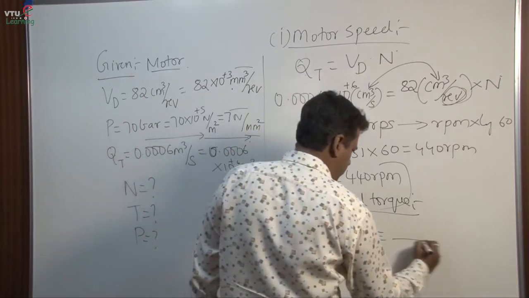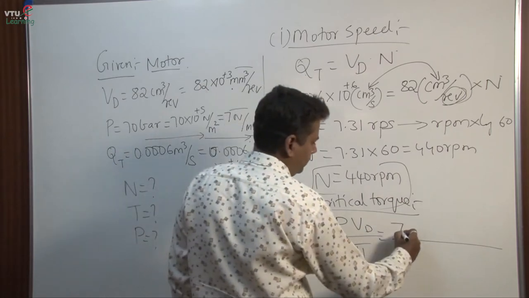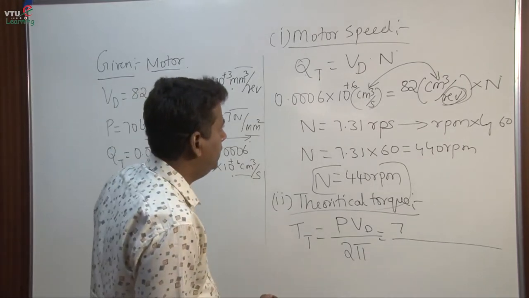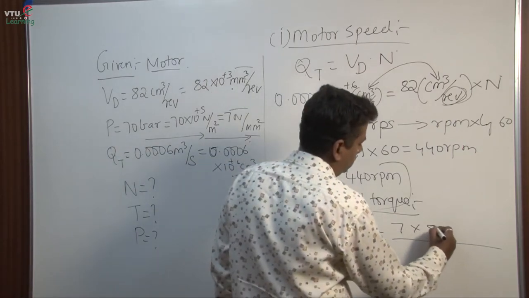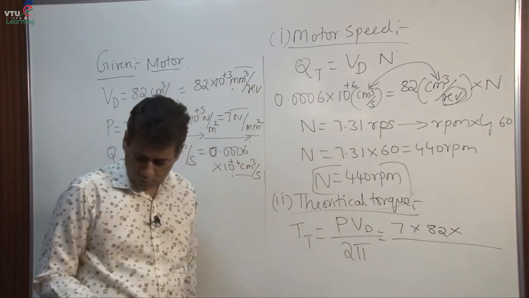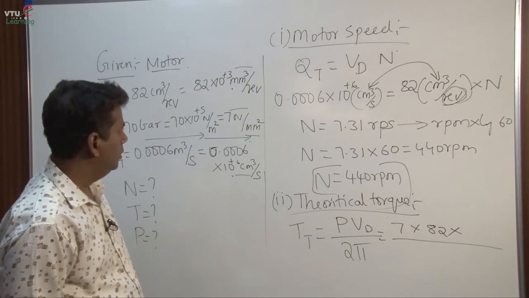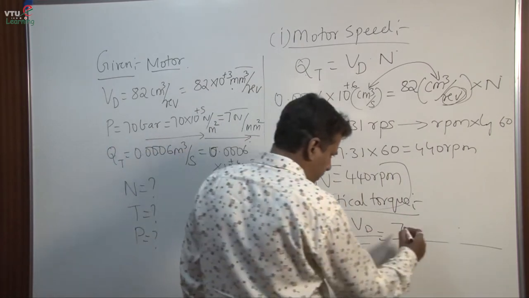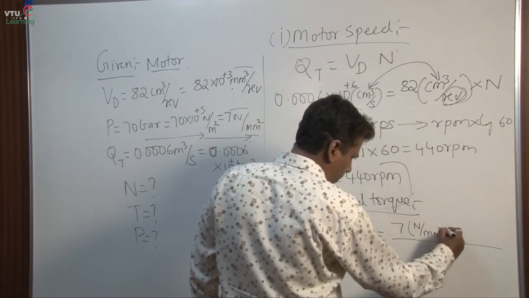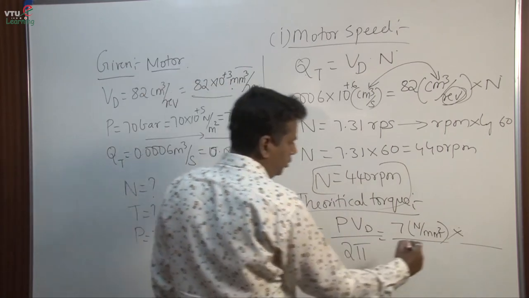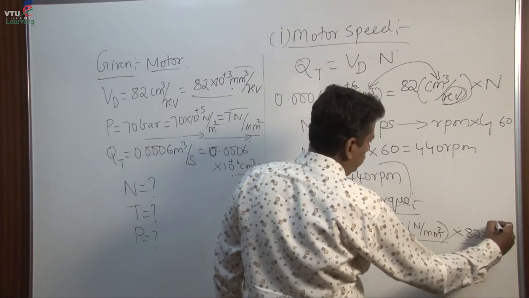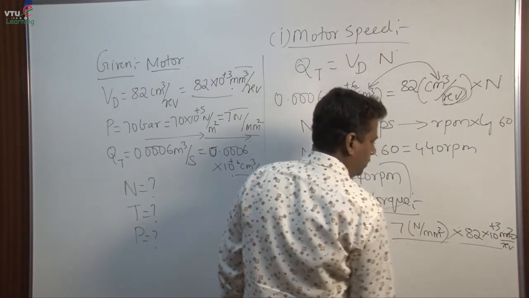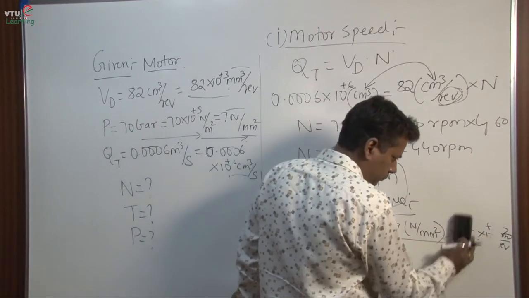So we can put in that pressure. Pressure is 7 Newton per millimeter square. Volumetric displacement I will take as 82 into 10 to the power of plus 3 millimeter cube per revolution. Let me write it properly.